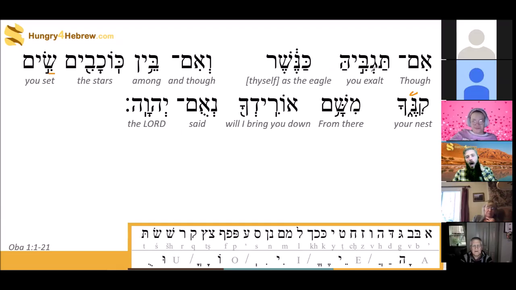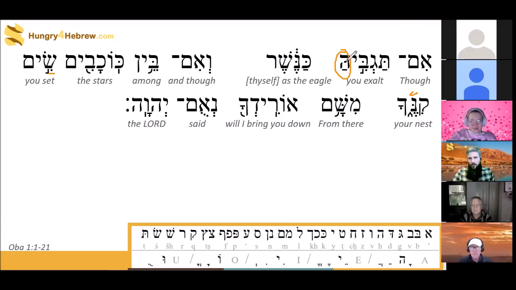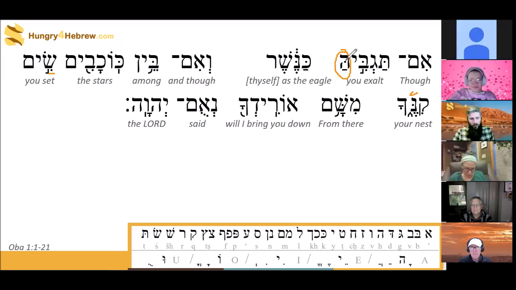Mm-hmm. Very good. Im tagbiyah. Why is there a dot in here? Anybody know? Why is there a dot in that hey in tagbiyah? Consonantal. The consonantal hey. Exactly. What could be confused as a final vowel letter hey is actually a consonant. So the scribes put a dot in there called a mapik. So therefore, the root we're looking at is 1, 2, 3.